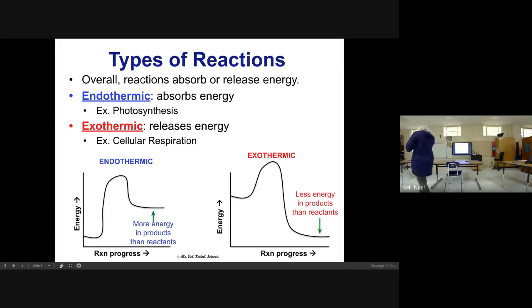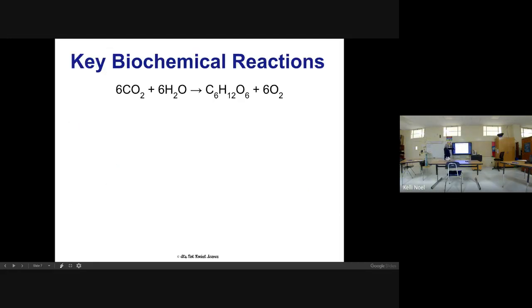All right, so then we're going to look at the two chemical reactions that we're going to study about in a future unit. This is photosynthesis.